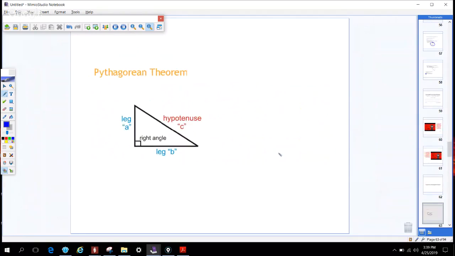Next, tracing Pythagorean theorem. This is probably gonna be one or two of your questions that you're gonna get when you don't have a calculator. So I am gonna go fast by.